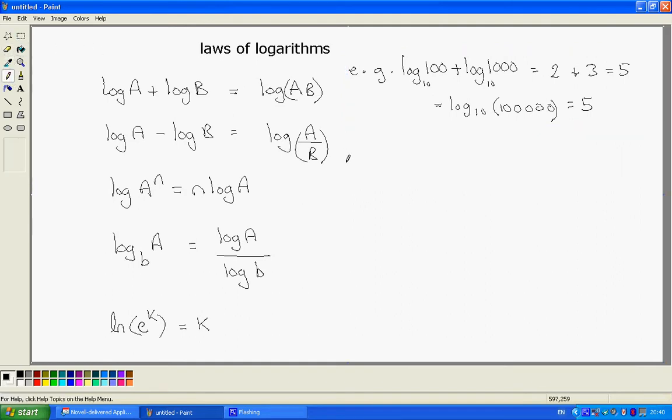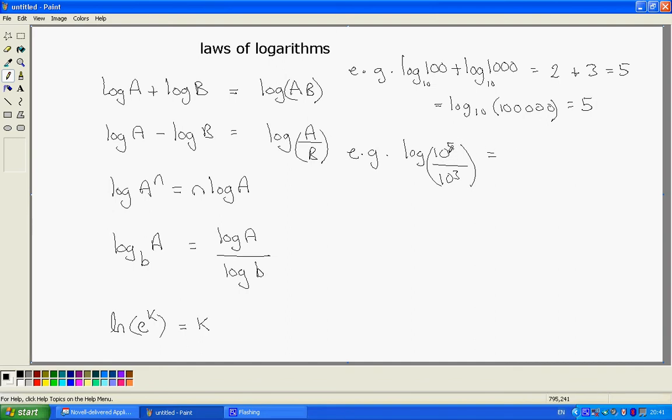Next we have log A minus log B is equal to log of A upon B. And again, we can illustrate that with an example. Let's say we have log of 10 to the power 5 divided by 10 to the power 3. And then we know that 10 to the power 5 divided by 10 to the power 3 is 10 to the power 2, and according to our law that should be the same as the difference between the logs.